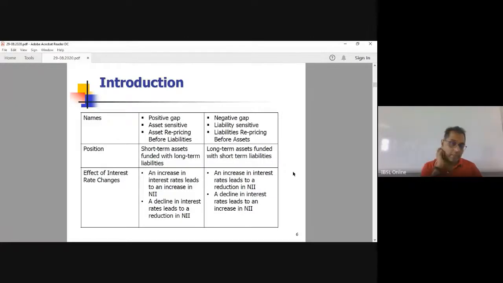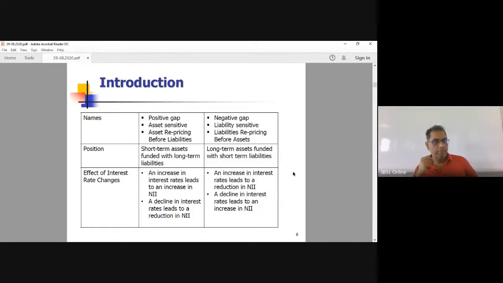So look at this chart on slide number 6. Here we are looking at basically the same thing we discussed before, but it's just summarizing for you what it means. So let's look at the second column. What's a positive gap? Like I said, asset sensitive. You have more rate sensitive assets than you have rate sensitive liabilities, right? So what does it mean? That means your assets are repricing faster than your liabilities.